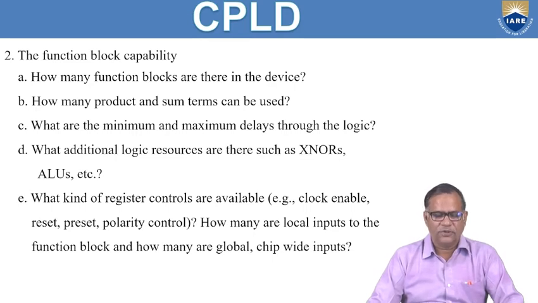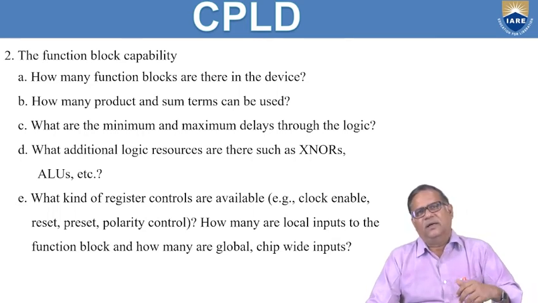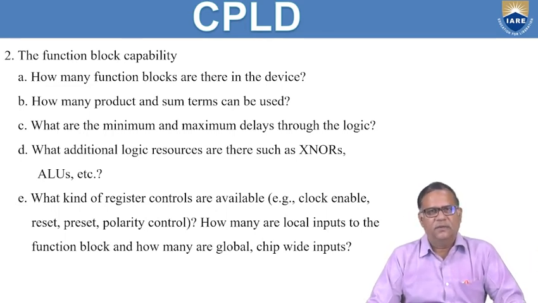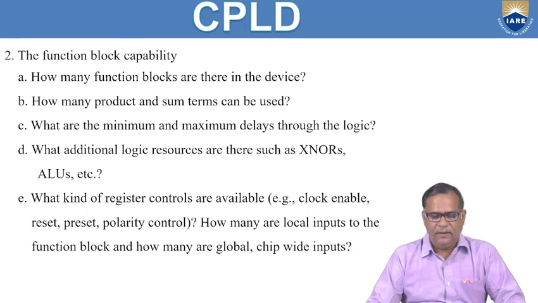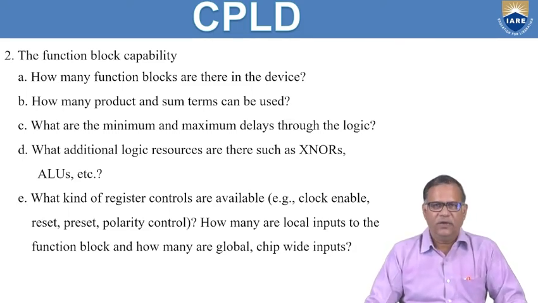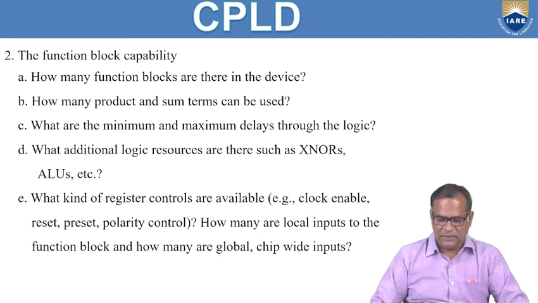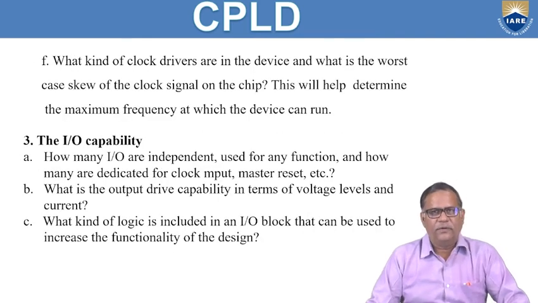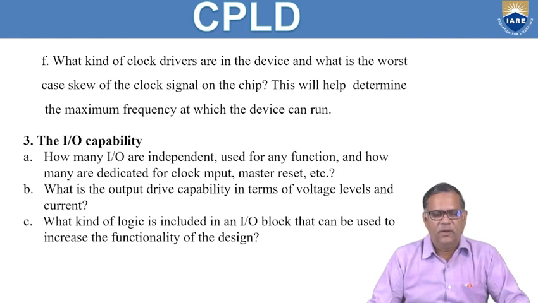And how many are local inputs to the function block, and how many are global and chip-wide inputs. The inputs may be within the CPLD, or some inputs may come from outside to the CPLD. Global means, see, the clock that you use is a global input. So all these things you have to consider. The next point we have to take into account is what kind of clock drivers are there in the device, and what is the worst skew of the clock signal in the chip, because this determines the maximum frequency at which the device can run.